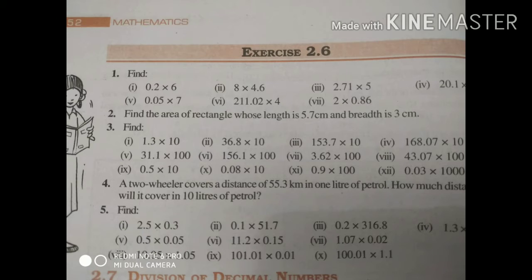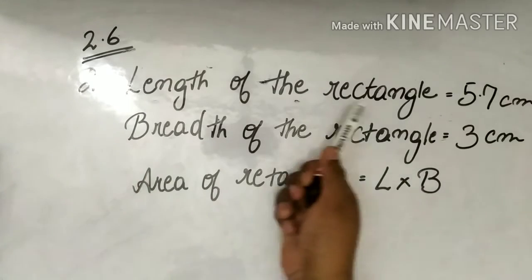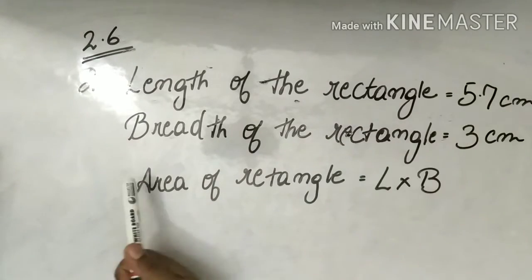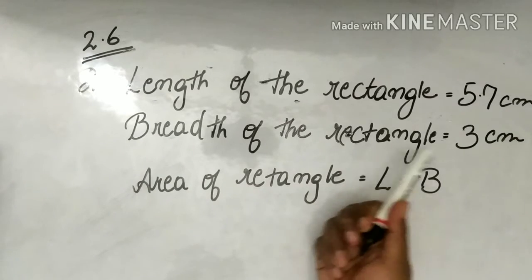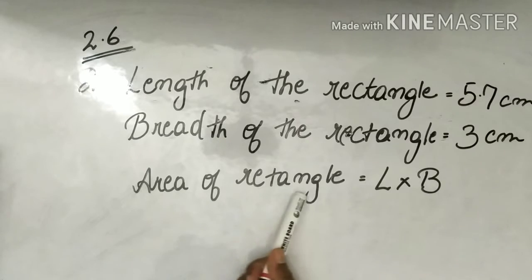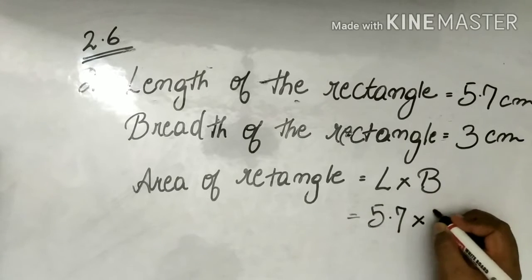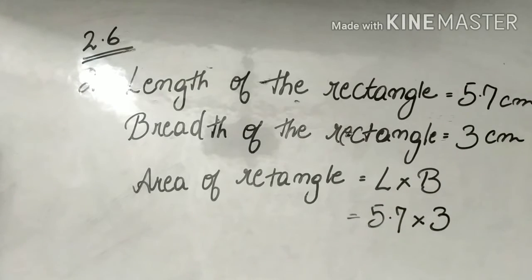The second question is to find the area of a rectangle whose length is 5.7 centimeters and breadth is 3 centimeters. So in the second question, we know that the length of the rectangle is 5.7 centimeters and the breadth of the rectangle is 3 centimeters. So the area of the rectangle will be length into breadth, which will be equal to 5.7 into 3, right? So we have to find the product and then give the answer.